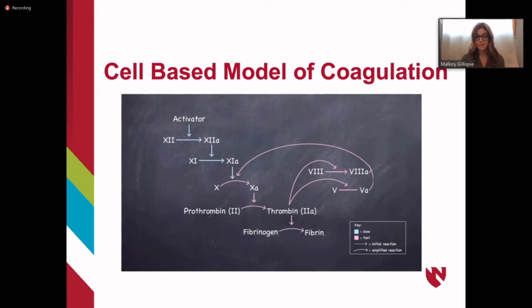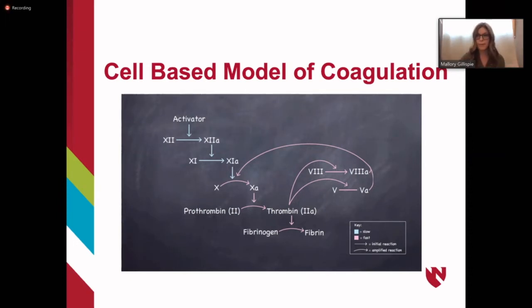Then the second phase is our amplification phase. And this is when thrombin has its own activators that it activates, so factors 8 and 5. And then the final phase of the cell-based model is the propagation phase. And this is what causes mass thrombin formation. So this is when those accelerators of thrombin, so activated 8 and 5, then further feed back to factor 10A, and we get that mass thrombin generation, which ultimately will convert fibrinogen to fibrin.